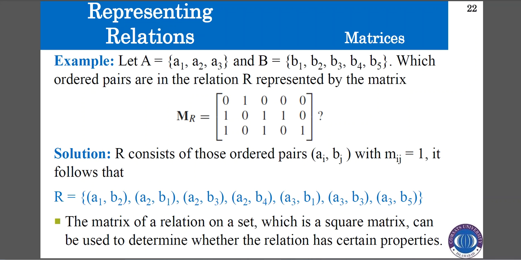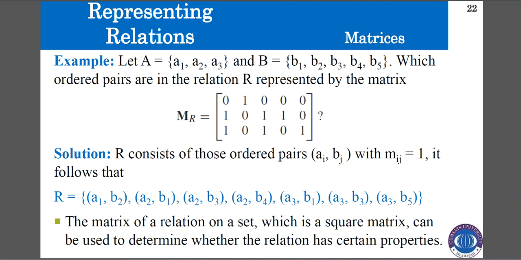The solution of the above matrix is given here, in which for 0 positions in the matrix we do not consider a pair, and for position 1 we include the pair in the relation. R is (A1, B2), (A2, B1), (A2, B3), (A2, B4), (A3, B1), (A3, B3) and (A3, B5), which is the relation obtained from the above matrix.